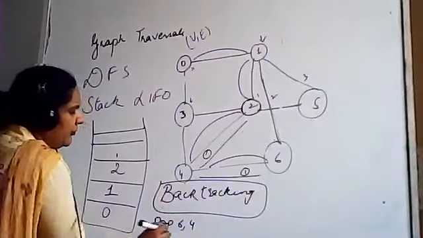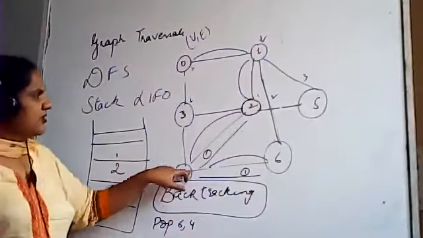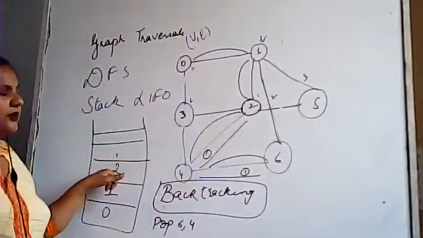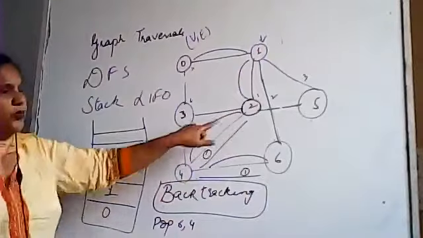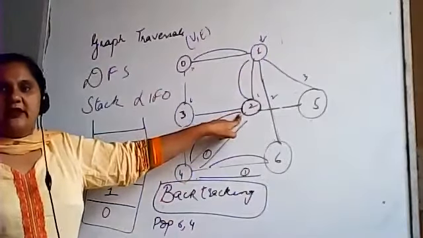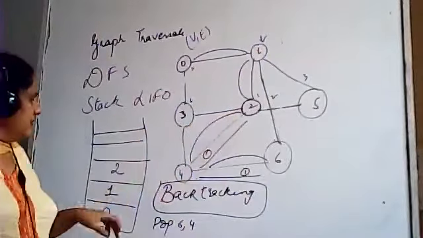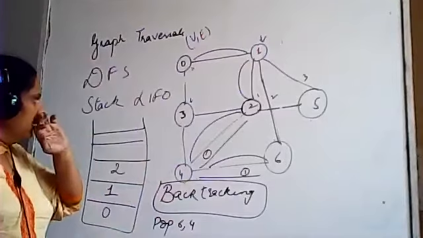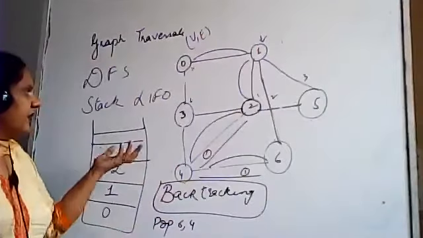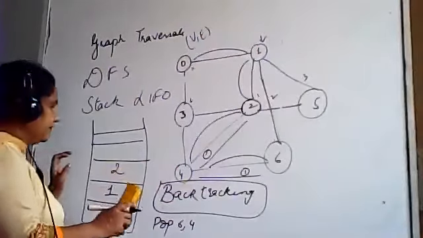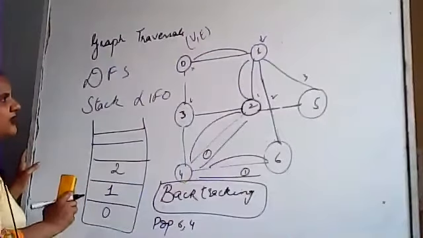So you will pop 4. See, which are 4's adjacent nodes? 2. 2 is already processed. Right? 3. So, let's do that too. I think I've done something wrong.